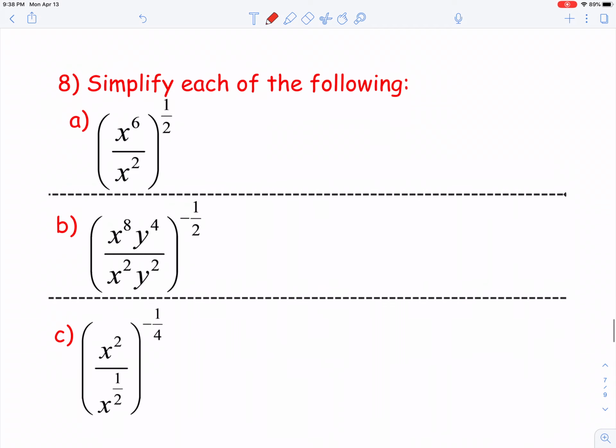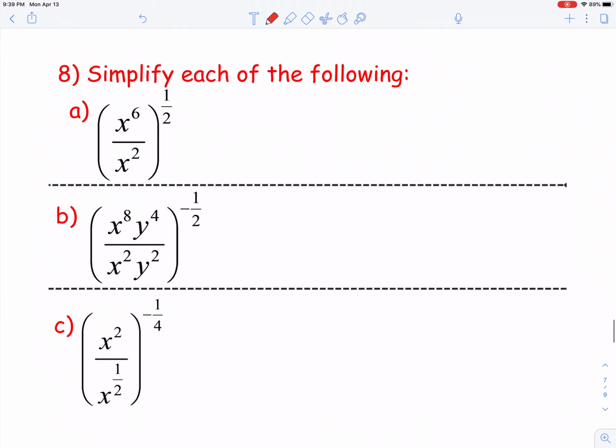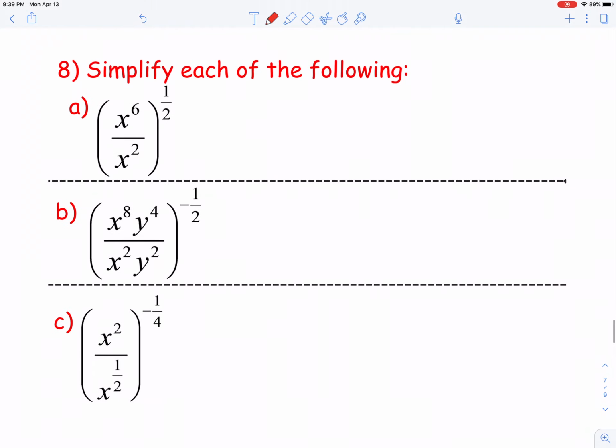Okay, now you guys could just finish by simplifying these three expressions in 8. You could first do the quotient rule inside the parentheses, and then raise the inside and outside powers by keeping the base and multiplying the exponents. And that's all you'd have to do today.